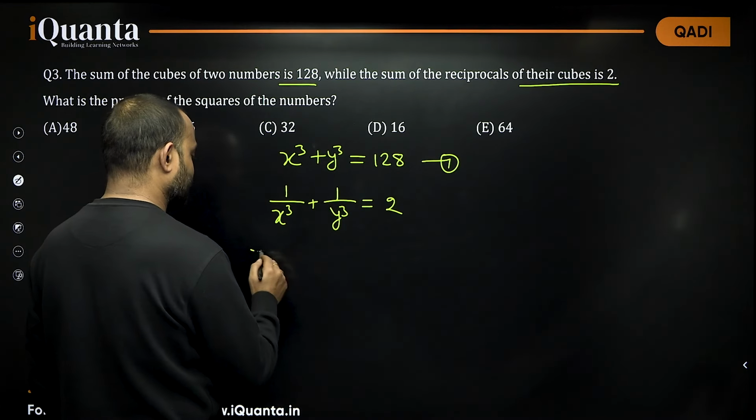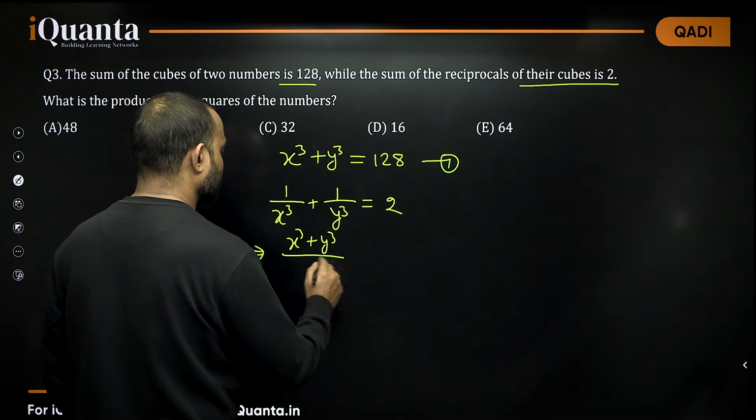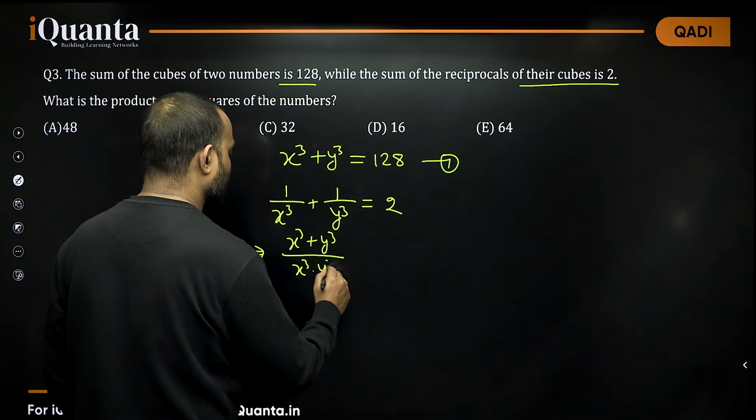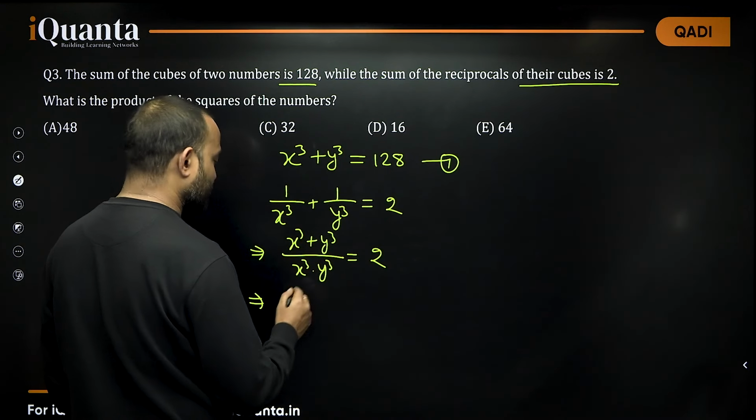If we simplify this, what we can get? So x cube plus y cube upon x cube into y cube is still 2. We know that x cube plus y cube is 128.